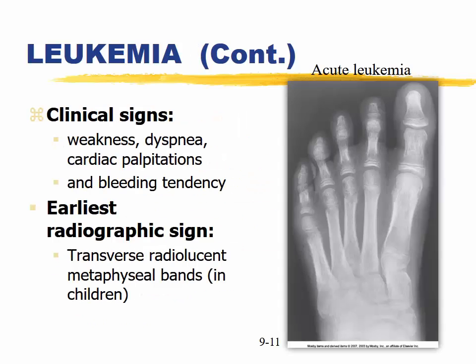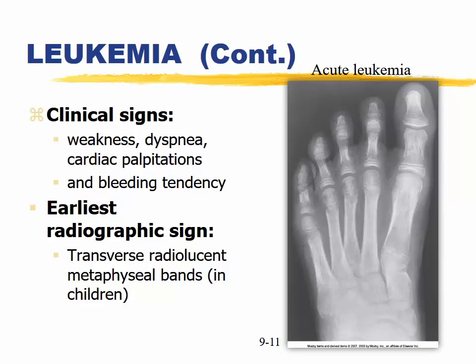Because of the huge increase in white blood cells, there's generally a decrease in the number of circulating red blood cells and platelets. This decrease in red blood cells results in a typical clinical appearance of weakness, dyspnea or shortness of breath, and cardiac palpitations. The decrease in the number of platelets interferes with the blood clotting mechanism and results in a bleeding tendency.